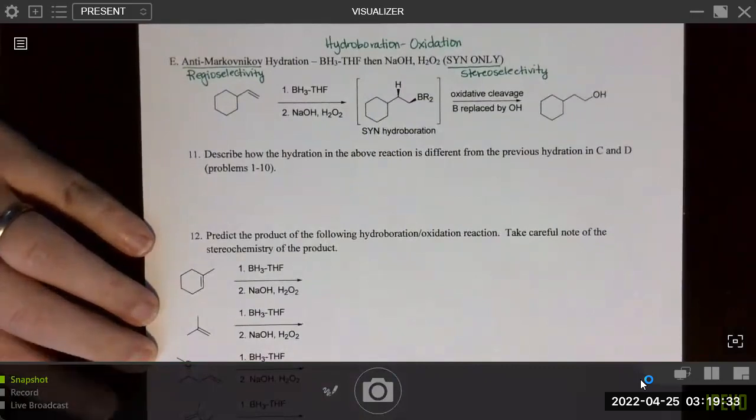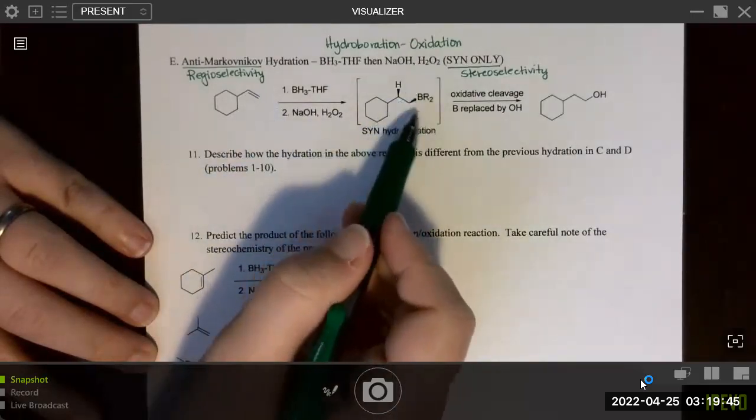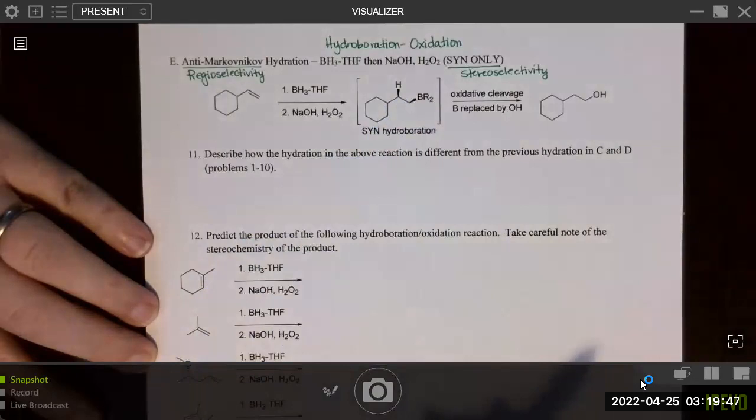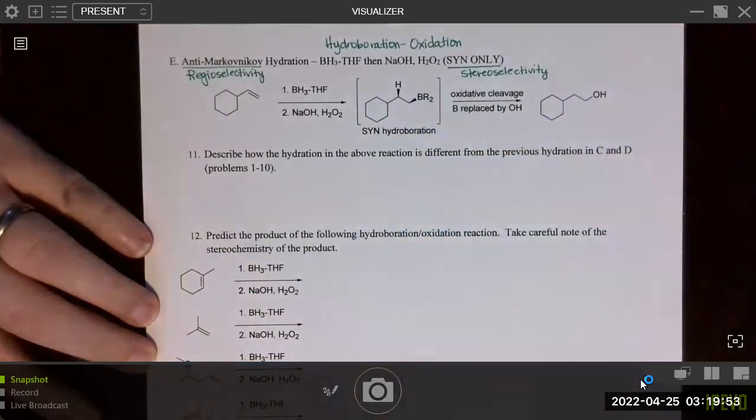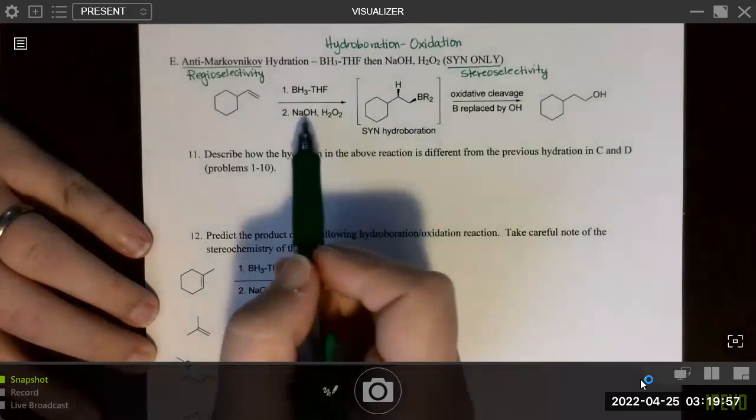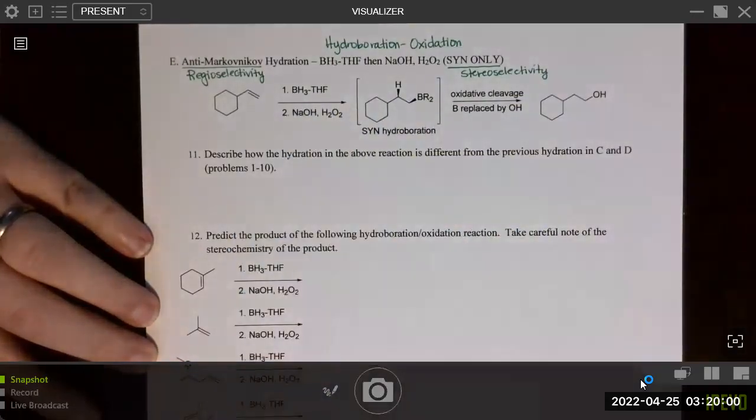In the first step of this reaction, we have borane adding across the double bond. The H will end up on the more substituted carbon, and BH2 will end up on the less substituted carbon, which eventually converts to OH. And then the boron is replaced by an OH group in the oxidative cleavage step, which is the second step here with sodium hydroxide and hydrogen peroxide.